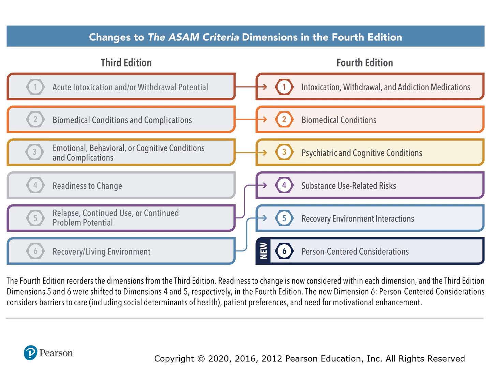Now this is where we get the change at. The readiness to change ASAM criteria has moved out of the way, and now number 4 is substance use related risk, right? Which used to be dimension 5 in third edition. It's now dimension 4 in our current edition. Dimension 6 in our third edition is now dimension 5 in our new edition, right?